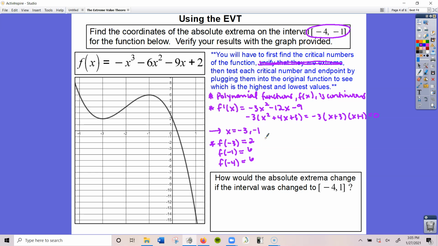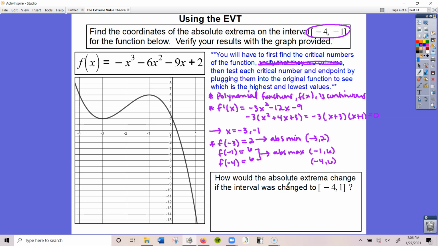I just look at my numbers. Since this is the lowest value, that means that I have an absolute minimum at -3, 2. And since both of these are my largest values, these are both my absolute maximums, which is at -1, 6 and at -4, 6.